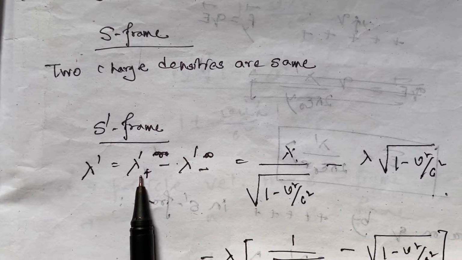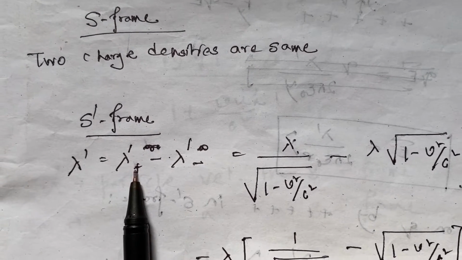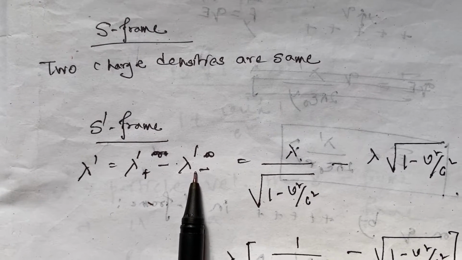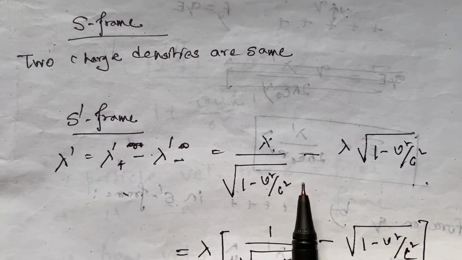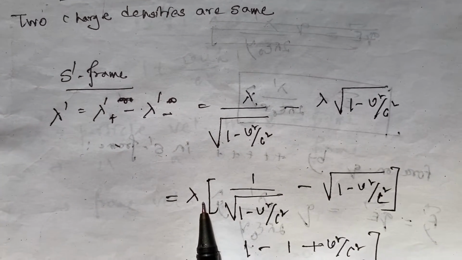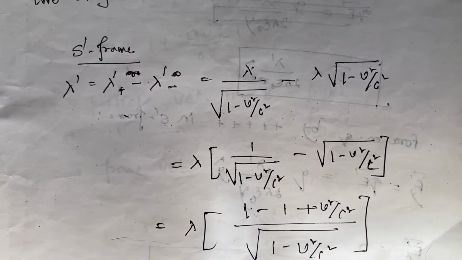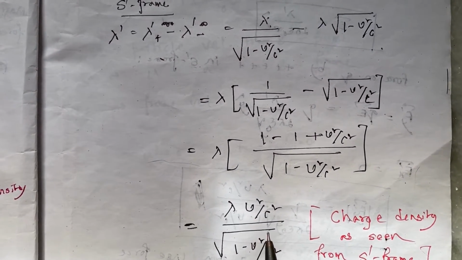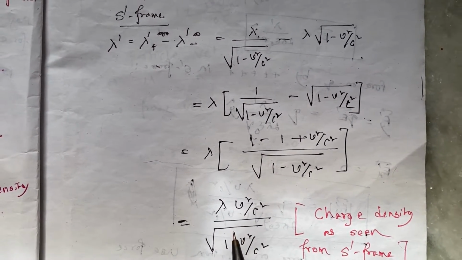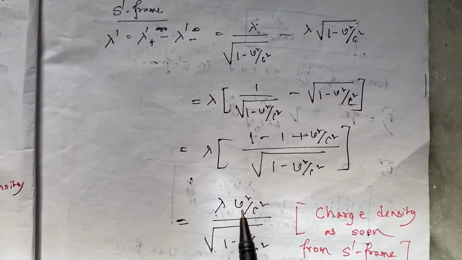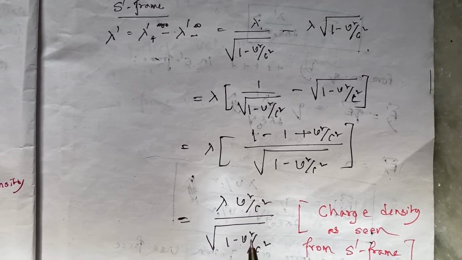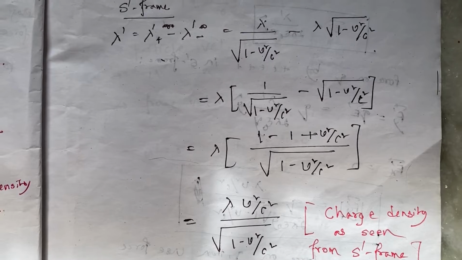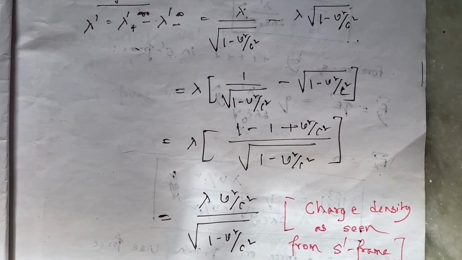This is the increased positive charge density as observed from the S prime frame. This is the reduced negative charge density as observed from the S prime frame. We have written the two expressions. Lambda is common, so it can be taken outside, and after some very simple algebra, we have come to the expression of this lambda prime, which is equal to lambda multiplied by v square by c square, divided by root over 1 minus v square by c square. This is the net amount of positive charge density as seen from the S prime frame.